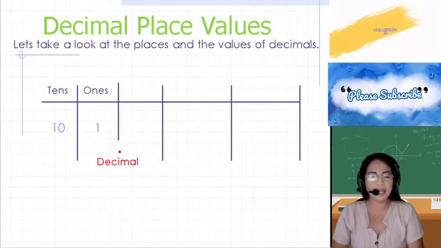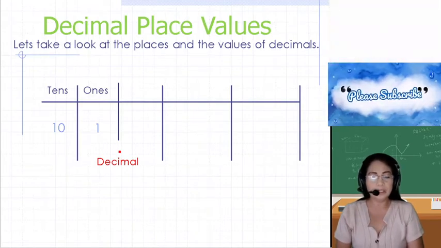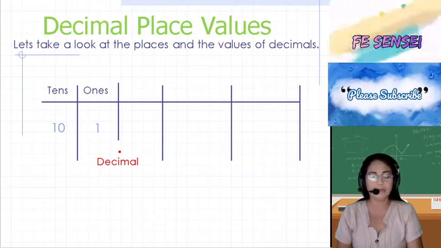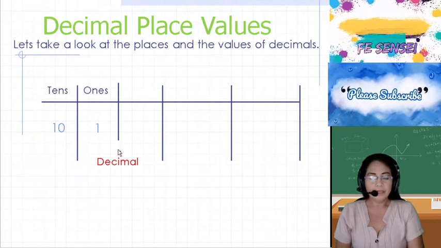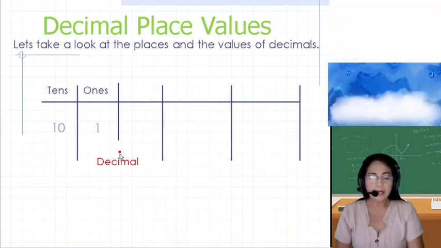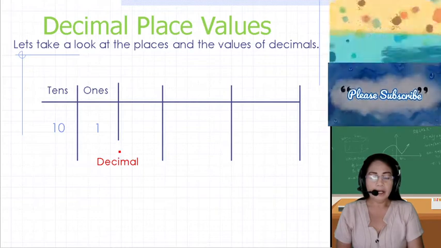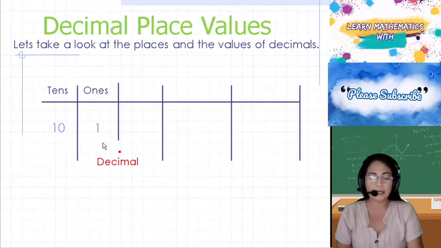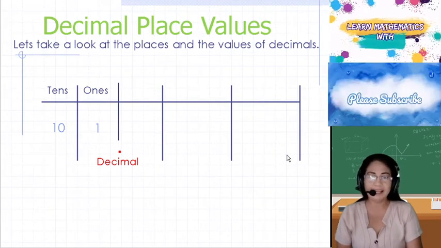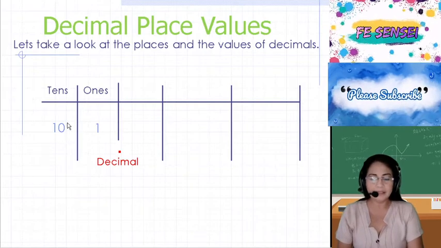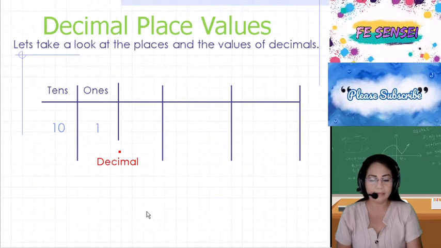In decimals, we have the place value. Let's take a look at the places and the values of decimals. This is the decimal point. The decimal point separates the number on the left, which is the whole number, and on the right is the decimal. In the tens place, we have 10, and in the ones place, we have 1.